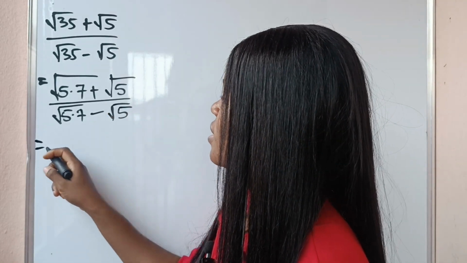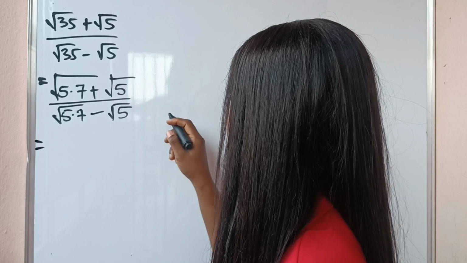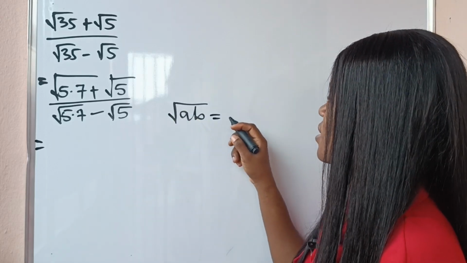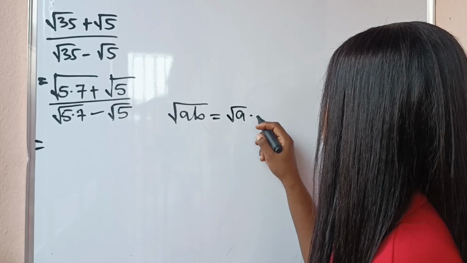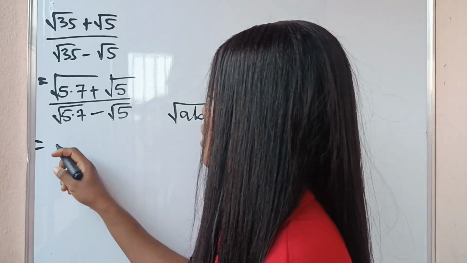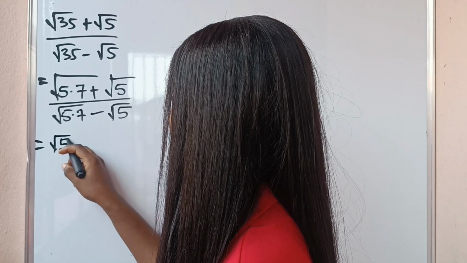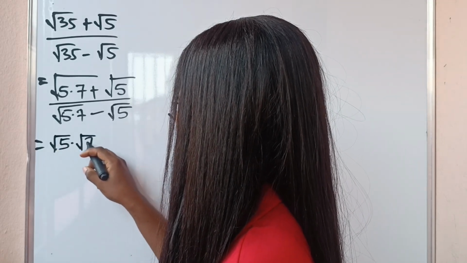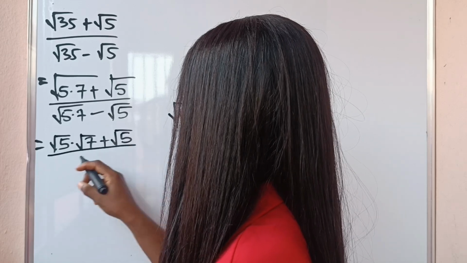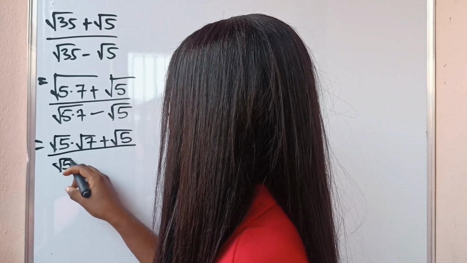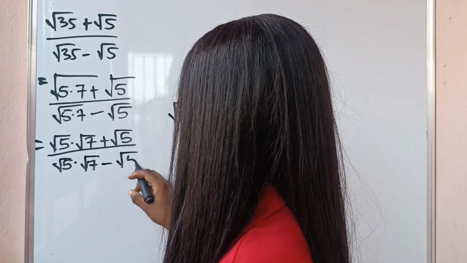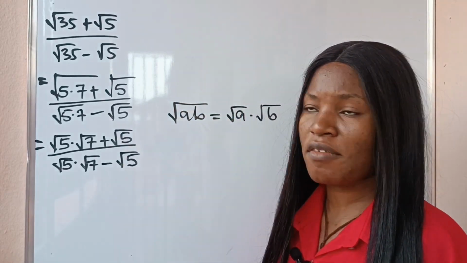Okay, so this is equal to, now when you have square root of a multiplied by b, this is the same thing as square root of a multiplied by square root of b. So this is square root of 5 multiplied by square root of 7 plus square root of 5, divided by square root of 5 multiplied by square root of 7 minus square root of 5.